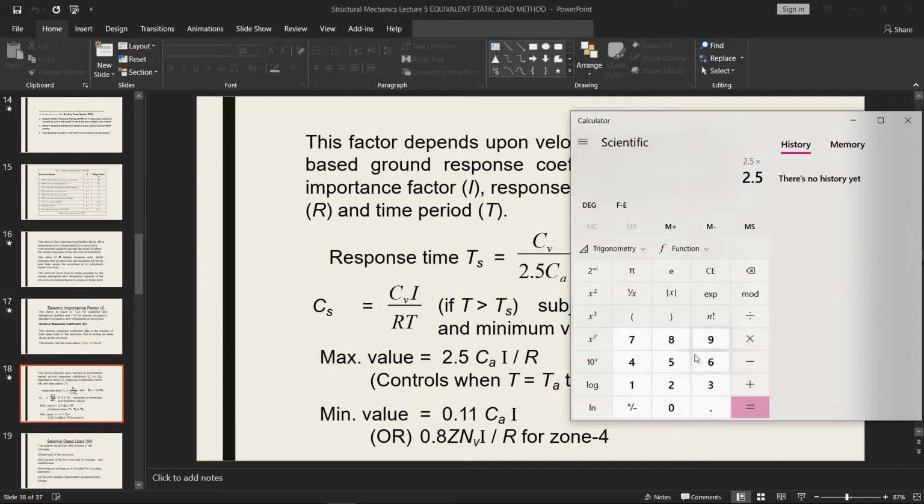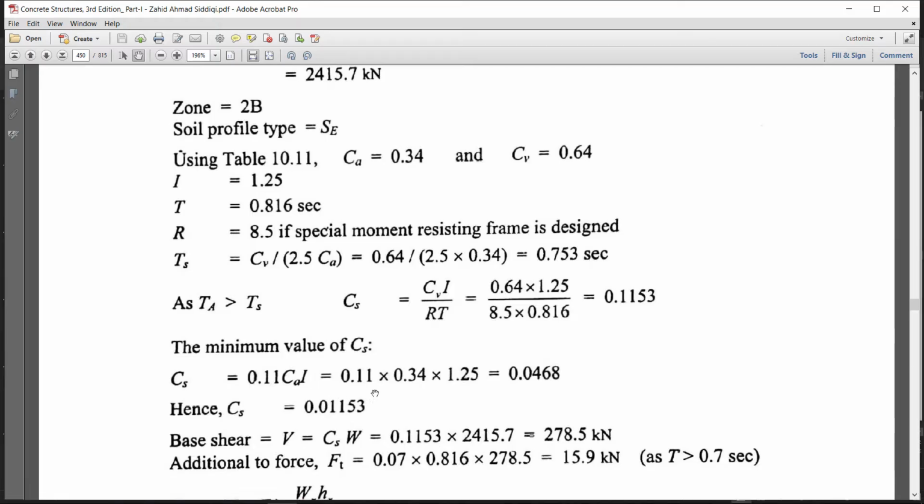2.5 multiplied by CA 0.34 multiplied by 1.25 divided by 8.5. The value is 0.15. So the maximum value is 0.15, and our CS is less than the maximum value, so that is okay, and it is also greater than the minimum value, so that is also okay. Hence the CS value will be 0.1153.